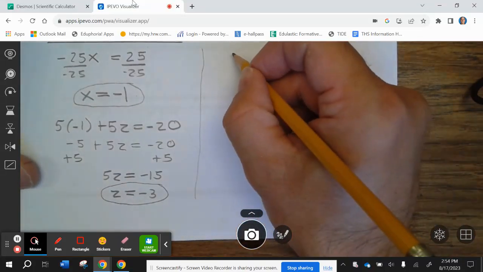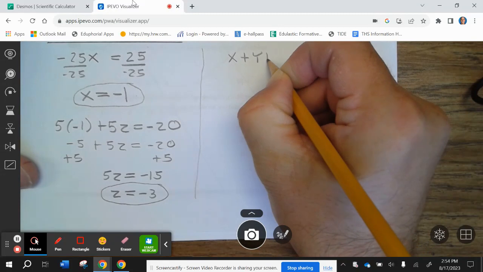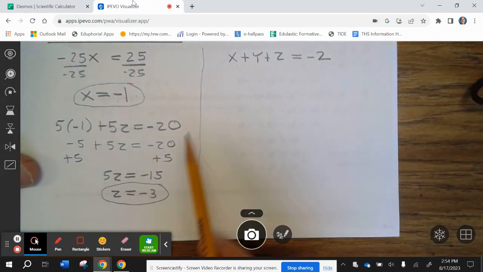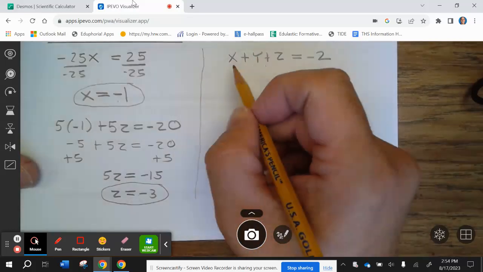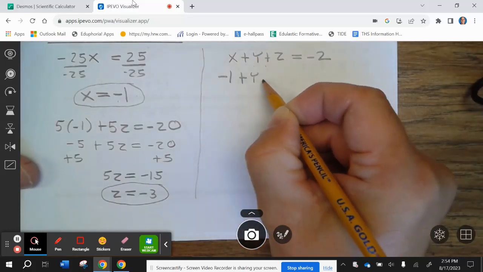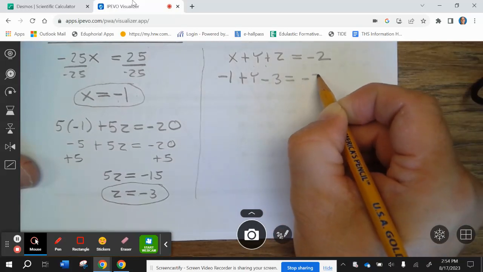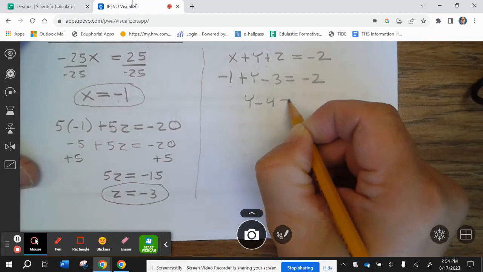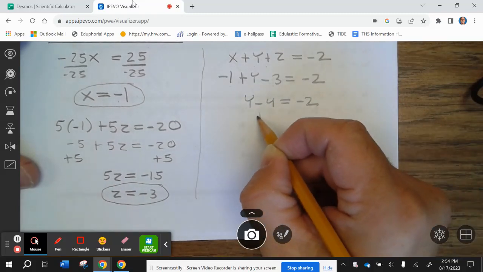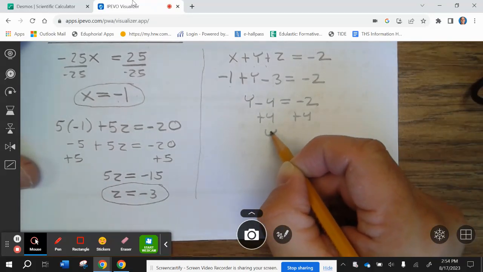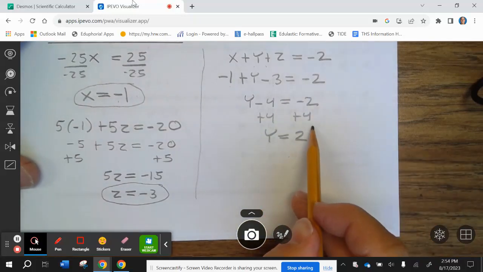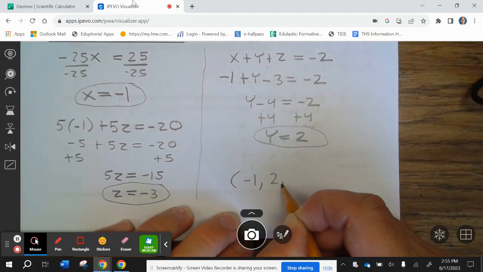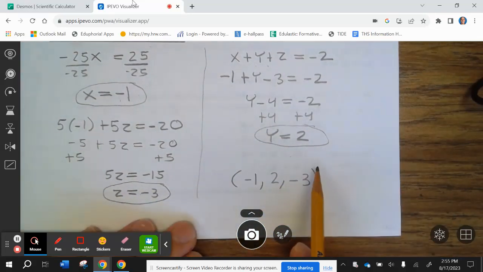Now, I'm going to come back to the first equation. I have x plus y plus z equals negative 2. I can plug this and this into here and solve for y. So that's negative 1 plus y minus 3 equals negative 2. Negative 1 minus 3 is negative 4, so y minus 4 equals negative 2. Add 4 to both sides, y equals 2. So my solution is negative 1, comma 2, comma negative 3.